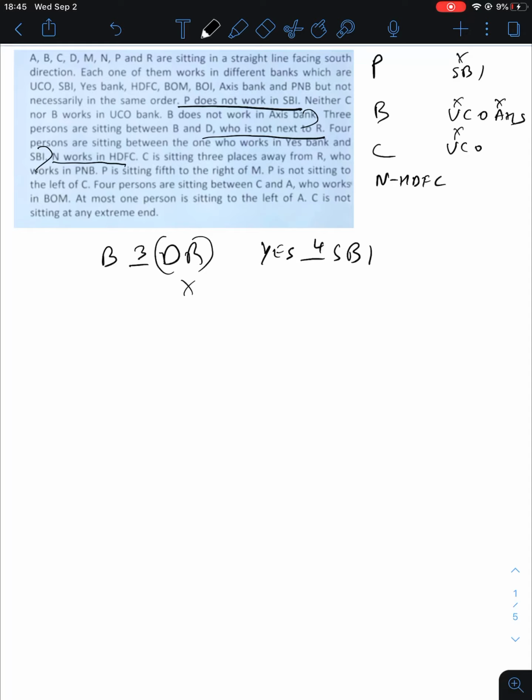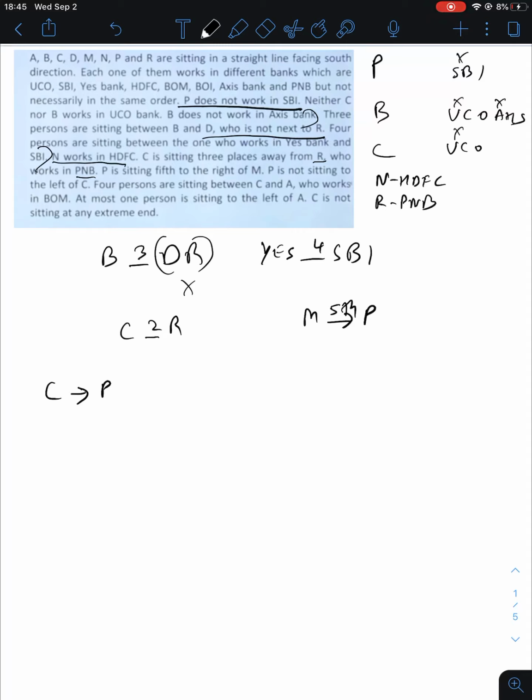C is sitting 3 places away from R. That means there are 2 people between C and R. R is working for PNB. P is sitting 5th to the right of M. P is not sitting to the left of C. That means P is sitting somewhere to the right of C.